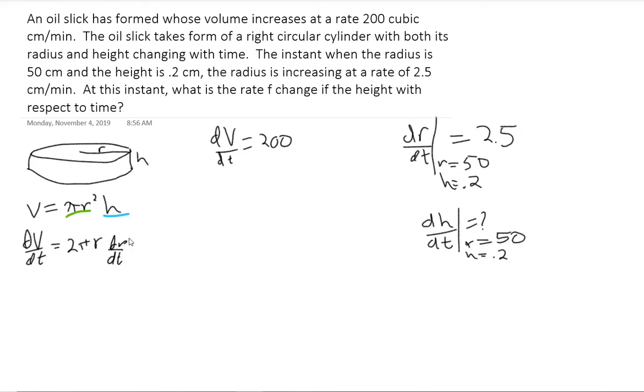dV/dt, and then times h, because in the product rule, the second part stays the same. So yeah, this is why related rates are so hard, in my opinion, because you use so many different things that you've learned. Now we have to take the derivative of h. So pi r squared stays the same. Pi r squared. Now take the derivative of h.